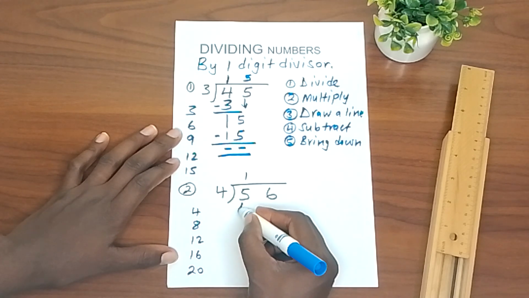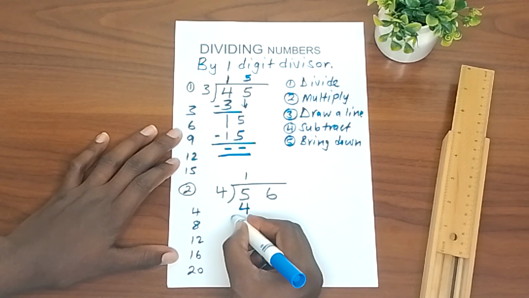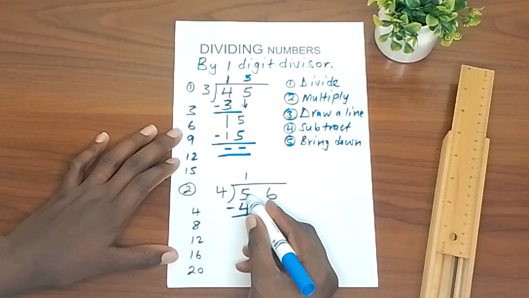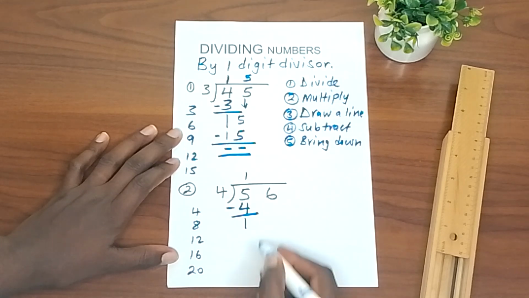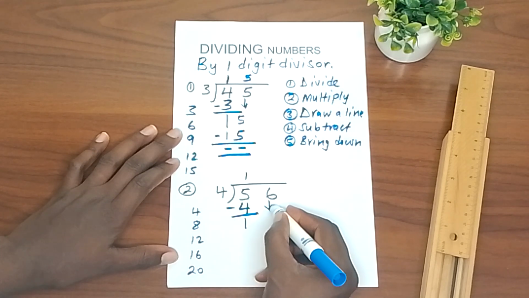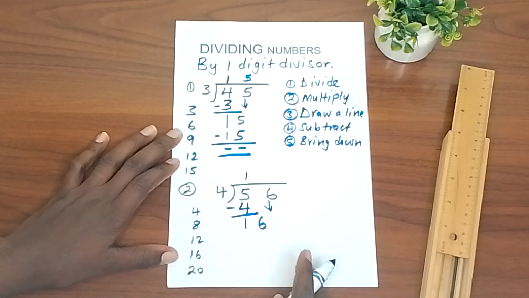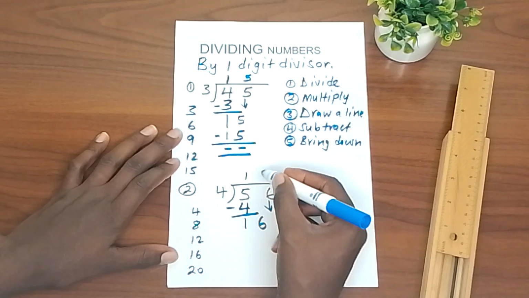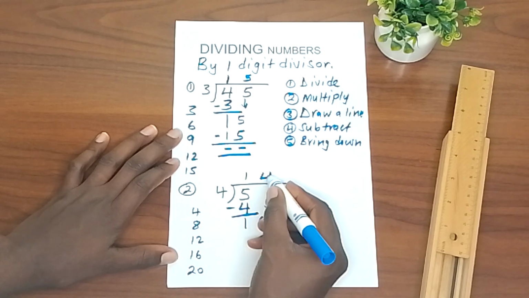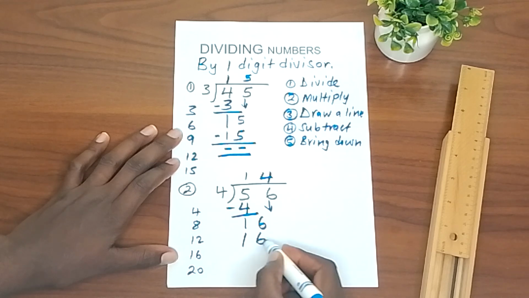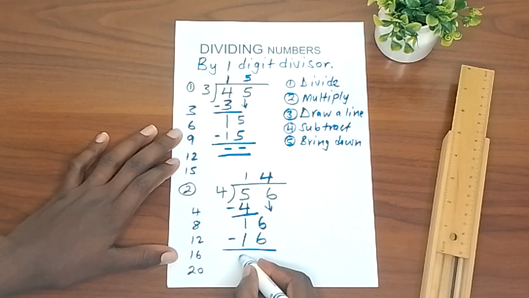And we write 1 times 4, which is 4. Then we subtract. 5 minus 4 is 1. We draw a line to bring down 6, to join the 1 to become 16. In the multiples of 4, we have 16, 4 times. So we put 4 here, and 4 times 4 is 16. So we subtract. We get our remainder as 0.